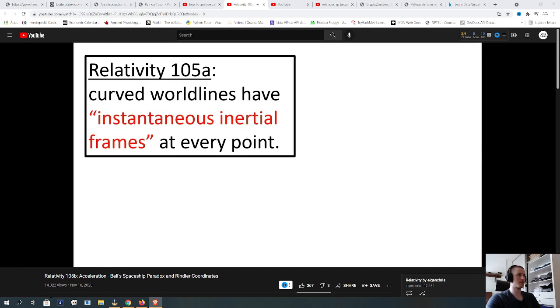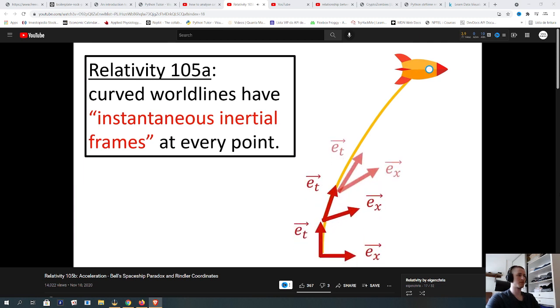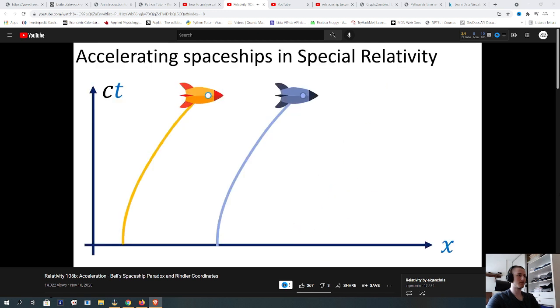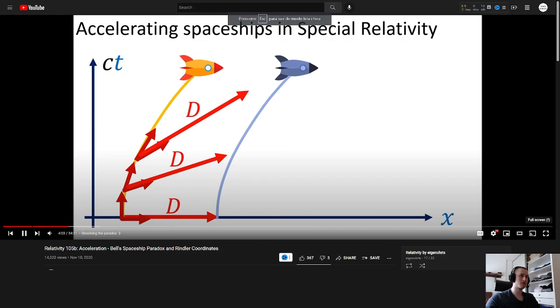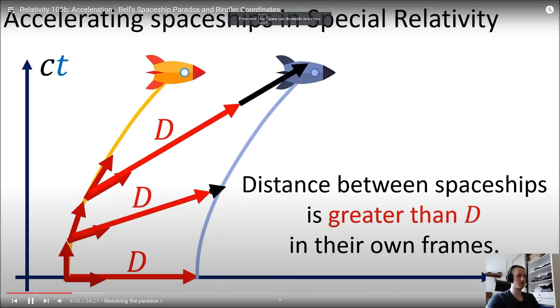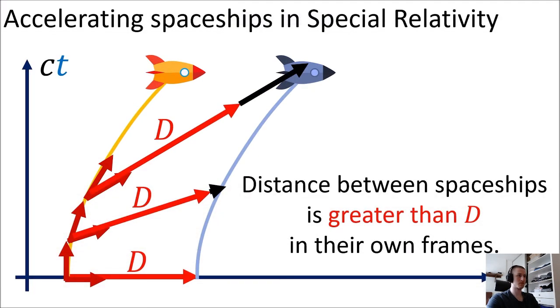Recall in the last video that we said a curved world line measures time and space using a different spacetime basis at every point along the curve, where the time basis is tangent to the curve and the spatial basis vectors are orthogonal to it. According to these instantaneous reference frames of the rear spaceship, the distance between the ships becomes greater than d. The ships are moving farther and farther apart from each other, according to the rear spaceship.